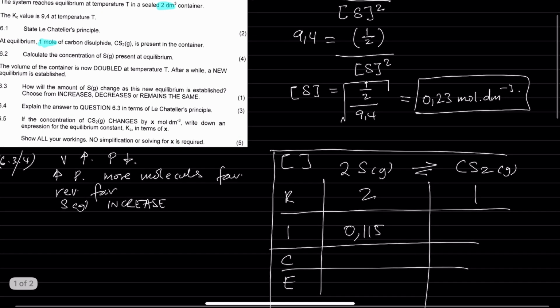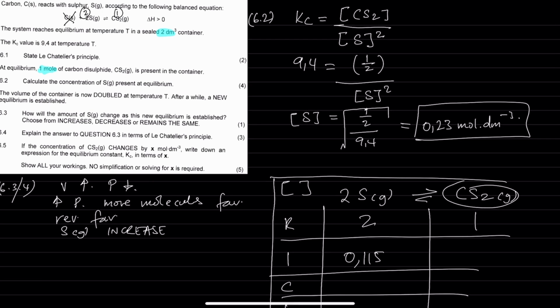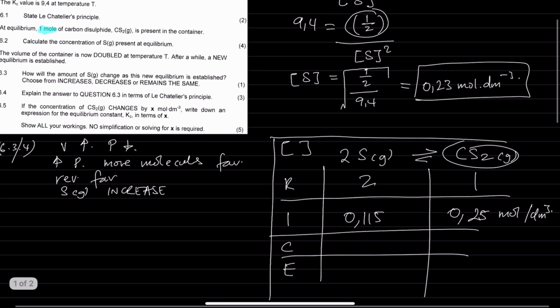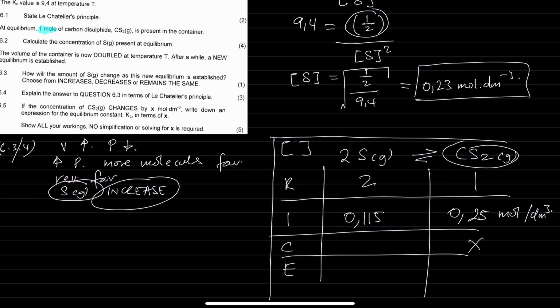Okay? And then likewise, for CS2, it was a half a mole per dm cubed. Now it's going to be 0,25 moles per dm cubed. Now they tell us that the concentration of CS2 changes by x moles per dm cubed. So this is going to be x, but we answered the previous question, which said that the amount of sulfur gas will increase. So this side is going to be a plus. That means this side is going to be minus.